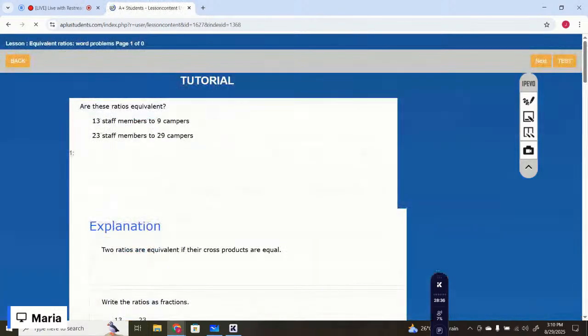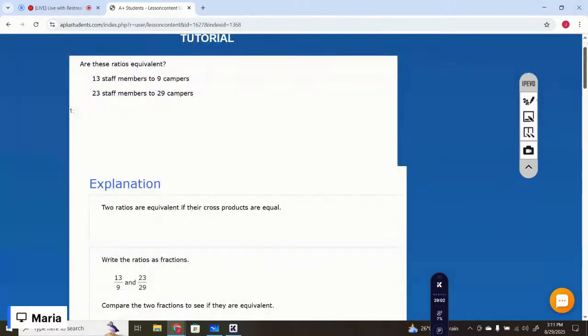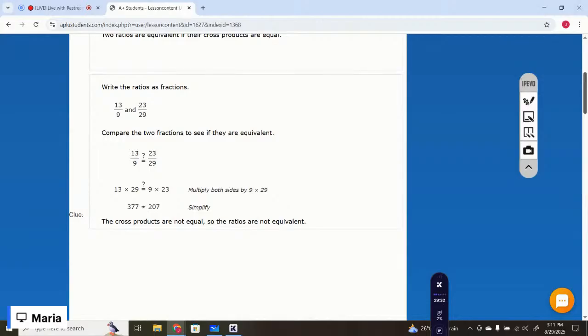Equivalent ratios word problems. Are these ratios equivalent? 13 staff members to 9 campers and 23 to 29. That is 13 by 9 and 23 by 29. So let's just do cross multiply. 13 times 29 is not equal to 9 times 23.